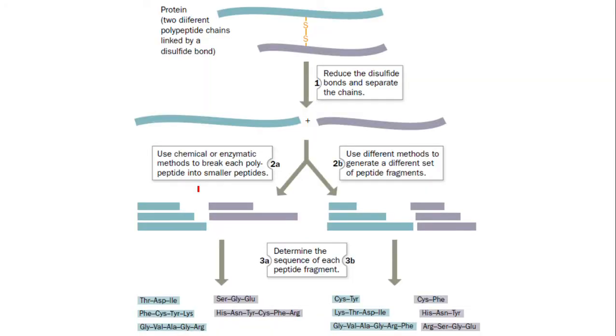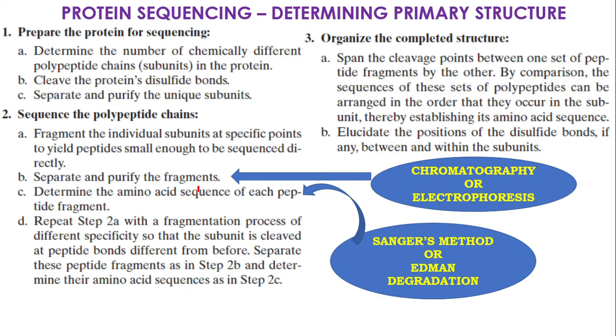We are going to see how we can find out the primary structure of a polypeptide chain. This is a very important aspect of protein studies. Identifying the primary structure means identifying the sequence of amino acids on the linear polypeptide chain. That is what is called protein sequencing, determining the primary structure.